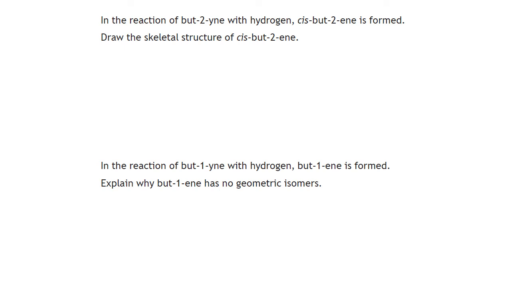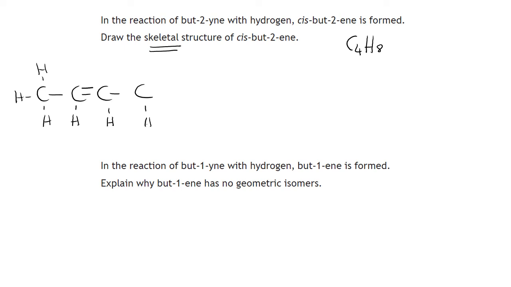Right. Reaction of 2, I get cis-but-2-ene. So but-2-ene is C4H8. I want the skeletal structure, and it is cis. So if you want to, what you can do is you can draw it out in your normal bonds, and it's but-2-ene, so we're going to have a double bond here. And then H, and then turn that into a skeletal formula. And then a skeletal formula, remember, you don't have any hydrogens.